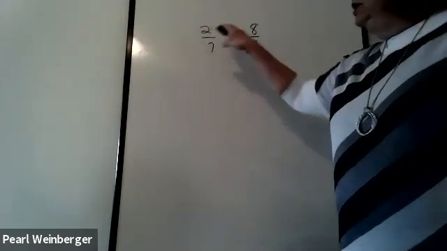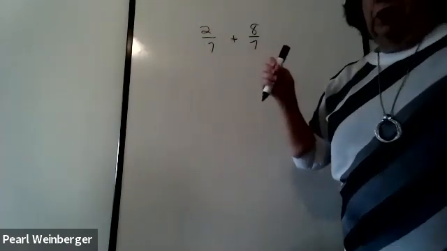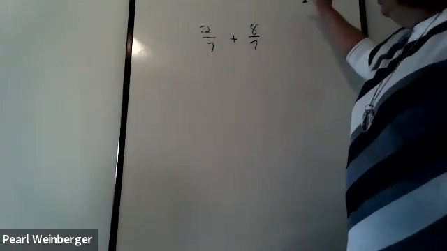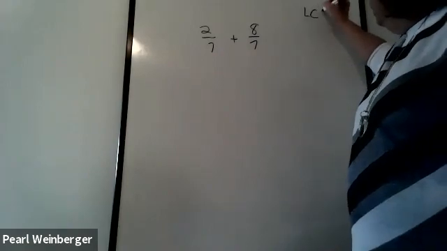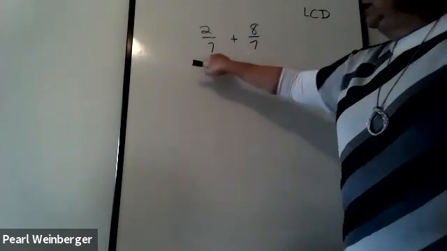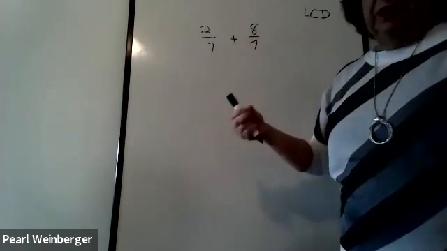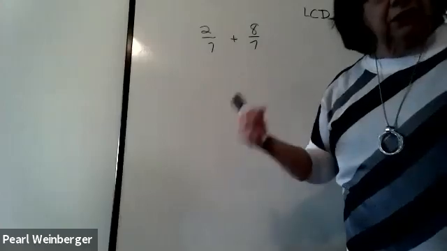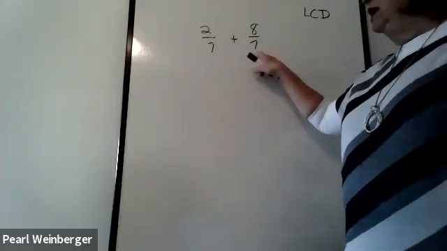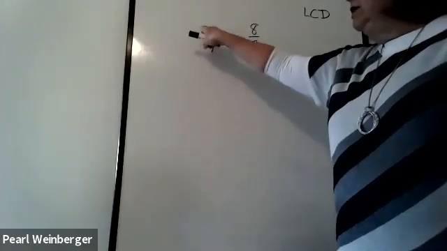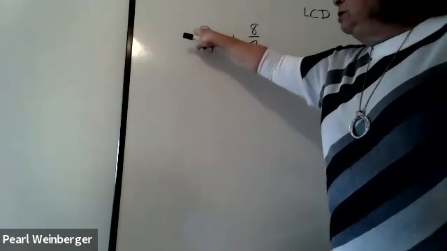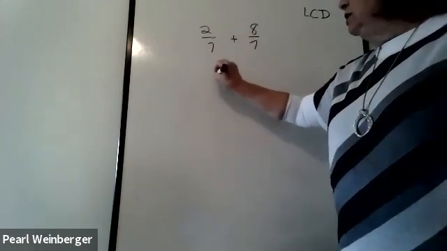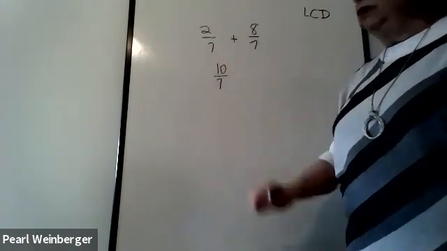Now, when it comes to adding fractions, what you must have is something called a common denominator, or something that we sometimes call an LCD, least common denominator. The two denominators of the fractions that you're adding or subtracting have to be the same. And if they are the same, then the way you add the fractions is by just adding the numerators. 2 plus 8 is 10. Your answer in this case would be 10/7.